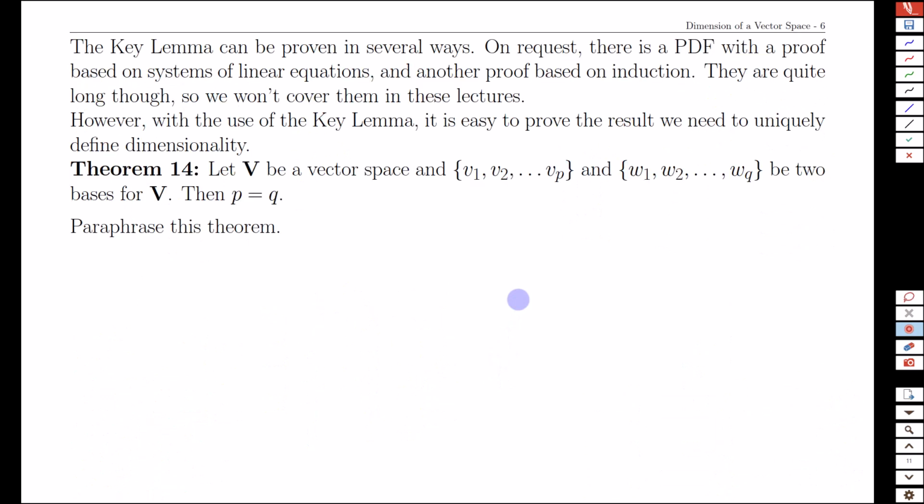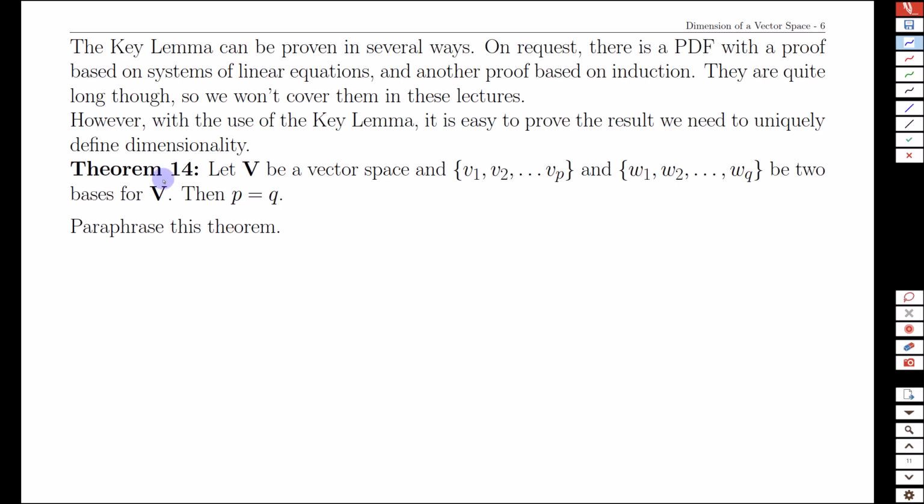Now that key lemma can be proven in several ways, and if you'd like the PDF for that, I'm happy to provide it. It's based on the work of another professor, Michael Roth. It's not the most instructive proof for what we need it for, but it's a good exploration of ways we can use systems of equations and prove things with induction. For now, though, we're simply going to use that lemma and use it to prove what we need to prove about bases. And that's often what lemmas are for. They're a little tool that we can use as a springboard for our more complicated or more goal-oriented proofs.